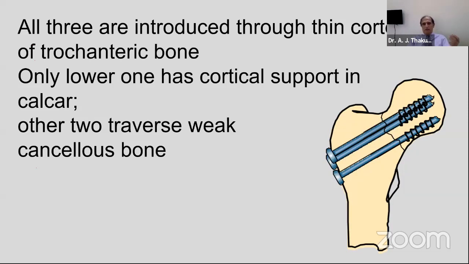They are introduced through thin cortexes, they are all going here. This is a very thin cortex, it doesn't give you a lot of hold. Of course, this one has one cortex, but these two are only at one place, and this is only going through the cancellous bone. So one screw has this strong and this strong. This is weak and it's all cancellous. So only one screw out of three is having good hold there.